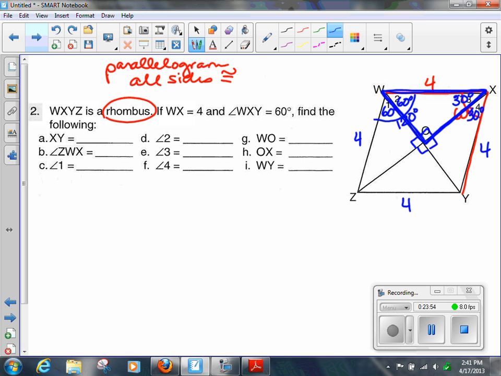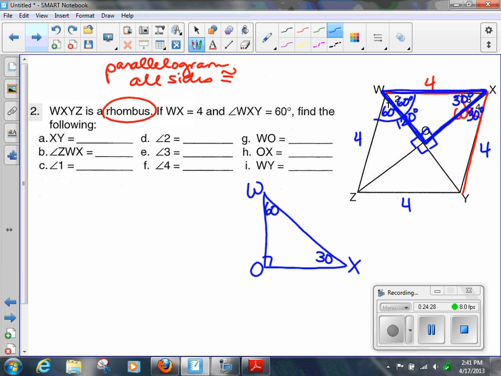No, can't do the same thing on this one because it's a rhombus. It's not a rectangle. Now, I can't do it that way. Now I've got to focus on a 30, 60, 90 triangle, folks. I want you to draw the 30, 60, 90 triangle. I've got 60, 30. What I have taken out is triangle WXO. That's what I'm looking at.